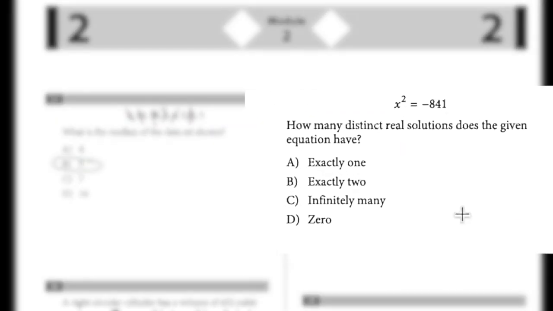How many real solutions does the equation have? Well, if you square something, it's always going to be positive. So that would be 0, because this is negative.